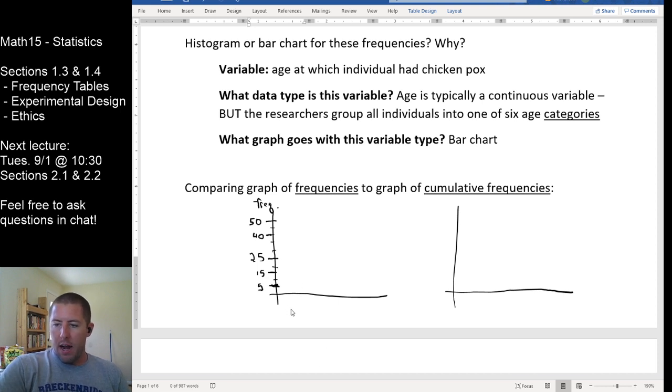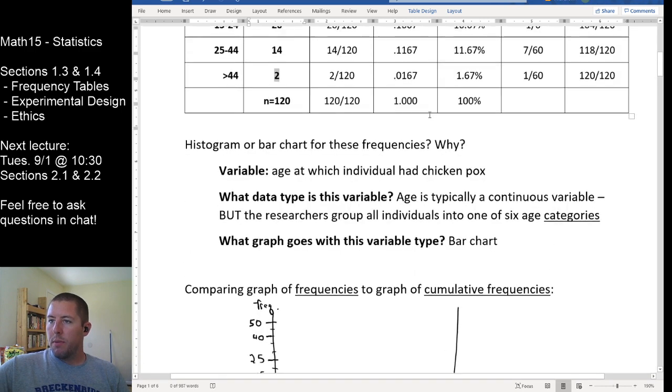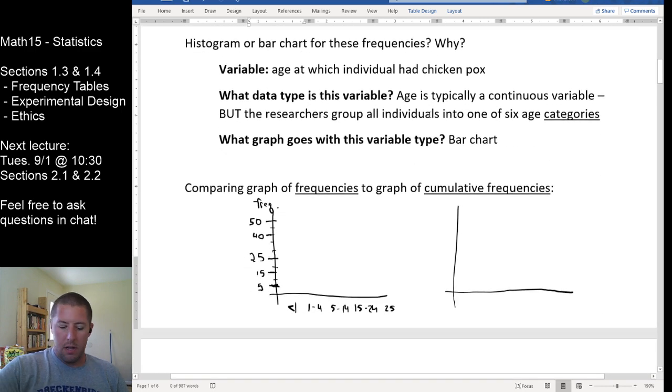Also, I know that I've got a less than 1. I know that I've got a 1 to 4. I know that I've got a 5 to 14. I know that I've got a 15 to 24. And I've got a 25 to, what are my other groupings here? 25 to 44, and then 44 and above.